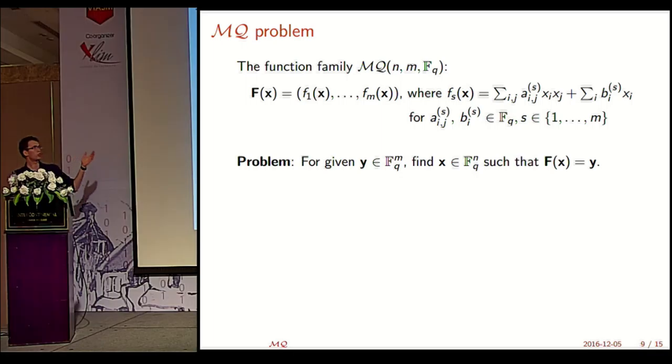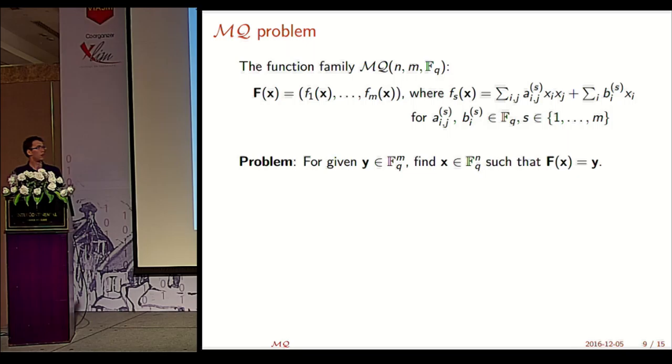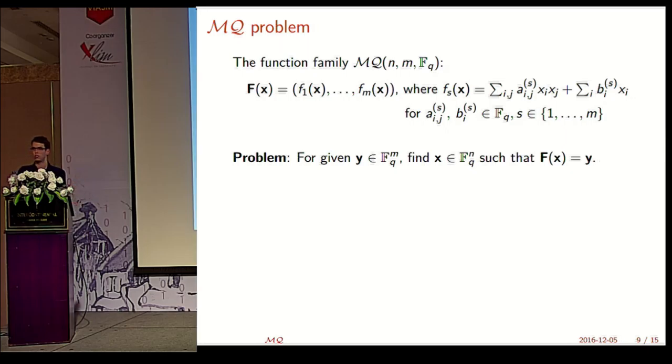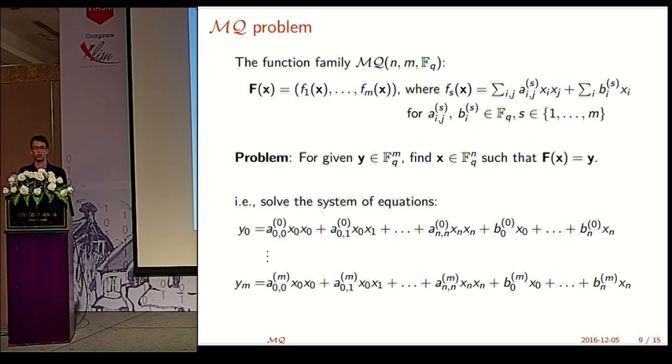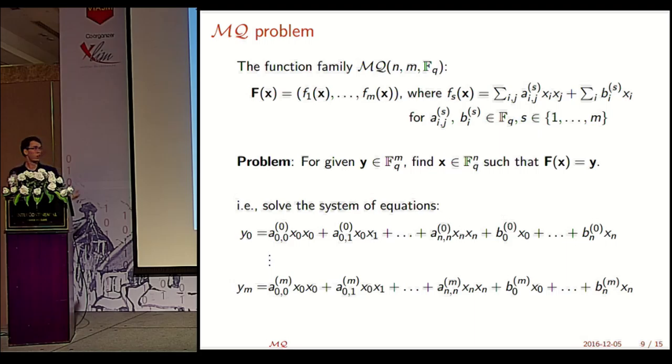So basically, given some output of this function family for some input, you need to find the pre-image x that went into it. So you're solving a system of equations where you have coefficients a and b, and you input the x's and then get the y's out. Going back, if you have this y vector, you cannot easily find the x's. That's in a nutshell the hard problem that's behind this.